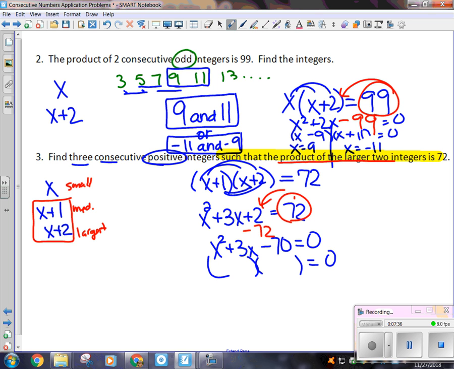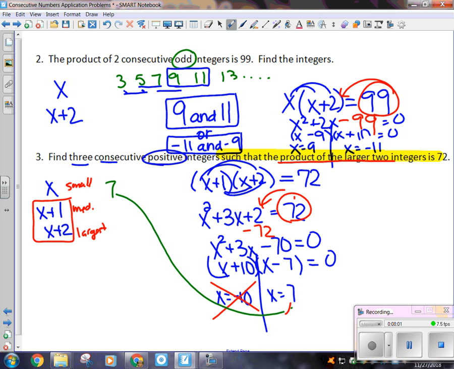Okay. I get x and x. 10 times 7 does subtract to be 3. Bigger number wins the sign. And I get x is equal to negative 10 and x is equal to positive 7. Now, this time it has to be positive answers. So I'm going to discount and throw out negative 10. So my first answer would be 7, and then plus 1, 8, plus 2, 9: 7, 8, 9. And it does say find 3, so you would actually need to list all 3 answers.